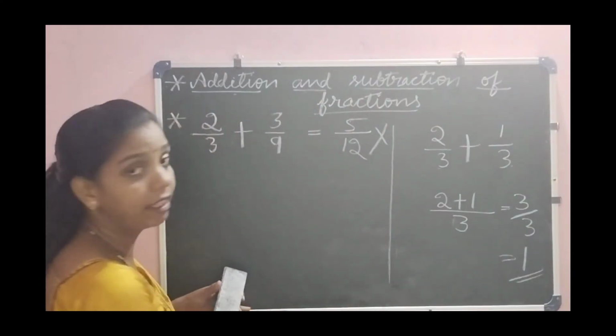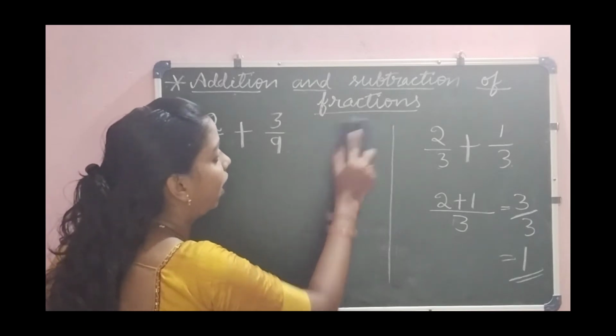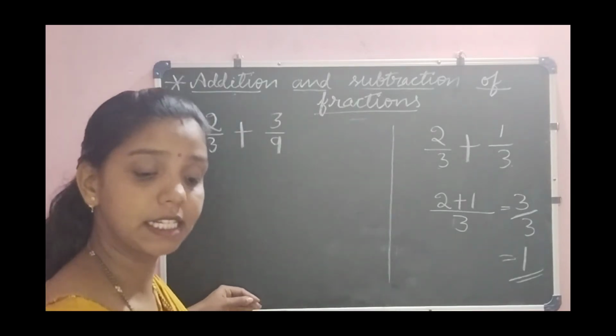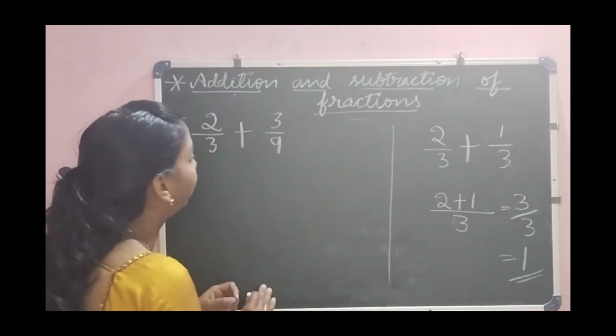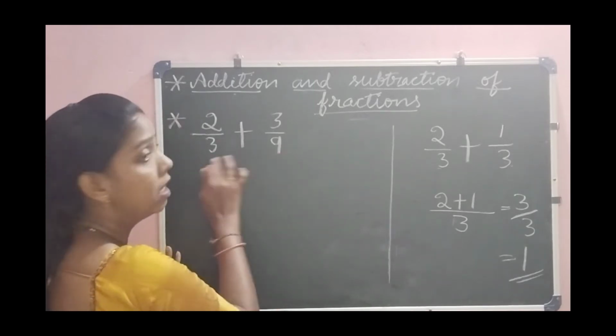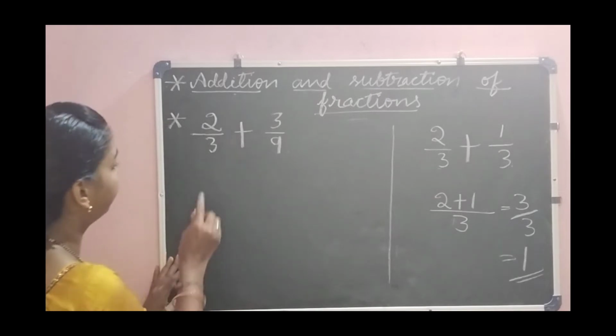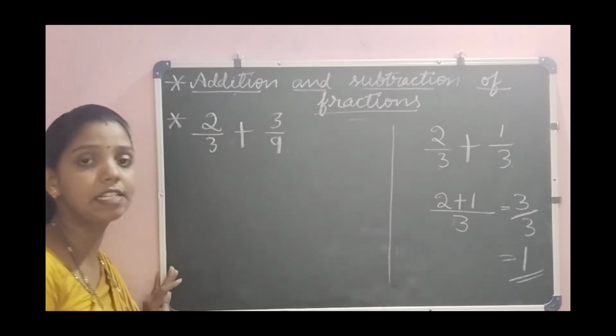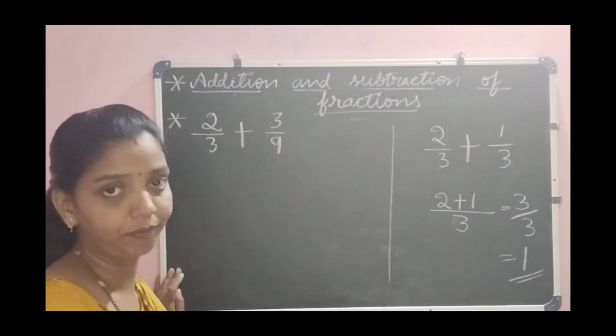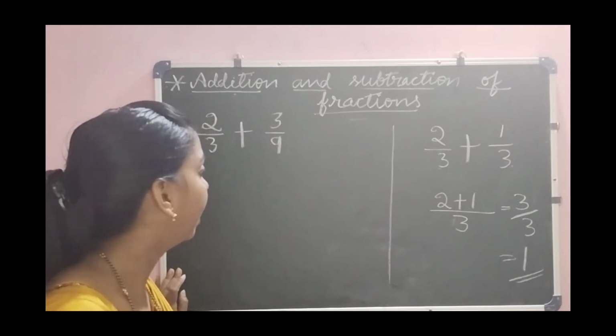So how do we add the fractions? First, we have to make the denominators the same. How can we make the denominators the same when they are different, that is, in unlike fractions? For that, we have to take the LCM of 3 and 9.